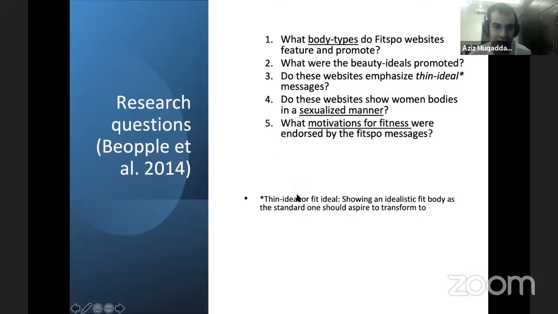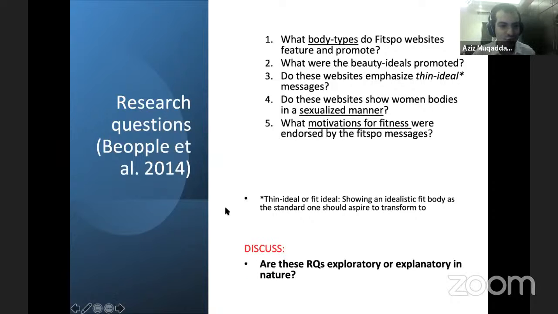The thin ideal, or the fit ideal, is about the idea that you are transforming into something. Like when I show you a model that I hold as the standard by which the audience should aspire to become, to be like, right? So that's called the thin ideal. You hear about thin ideal body or thin ideal model. That's what they mean. Okay.